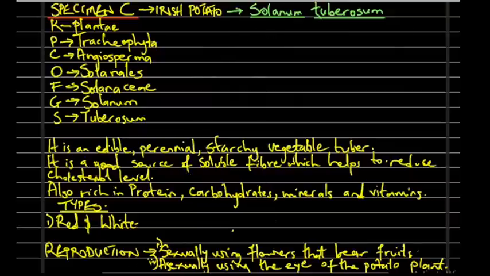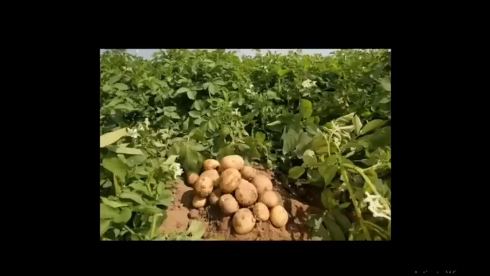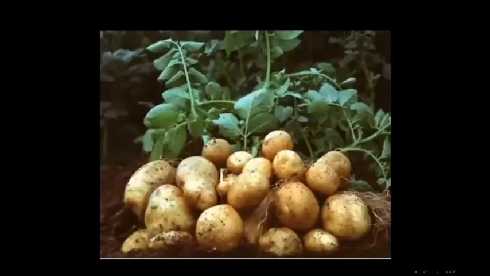Now, looking at the diagram, this is a picture of the Solanum tuberosum. You can see how it looks. Now, this is the plant of it. So we have the vegetative part of the crop here, and this is the tuber of the crop. You can see that this is also what we are talking about. So that is about the specimen that we are talking about right now.